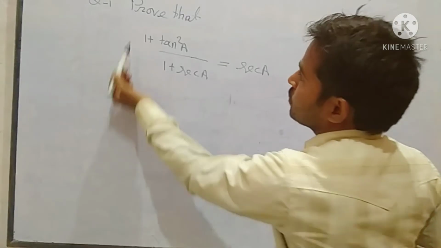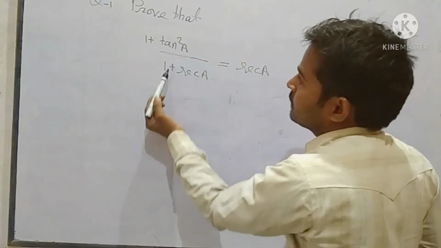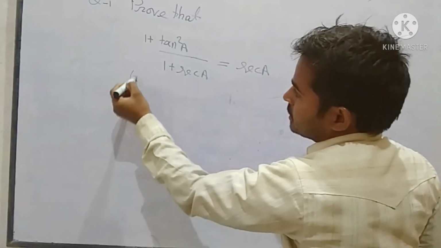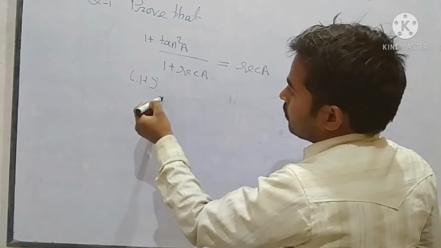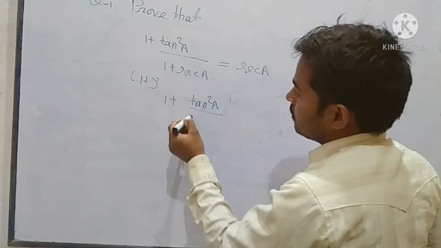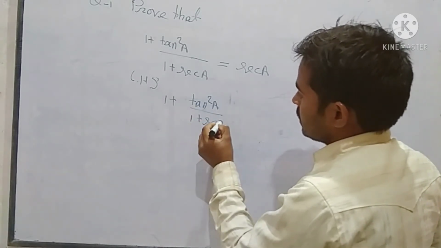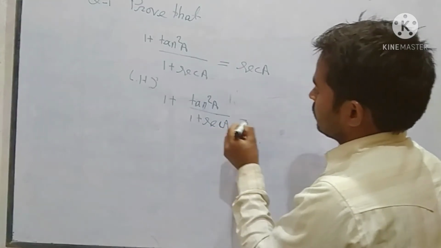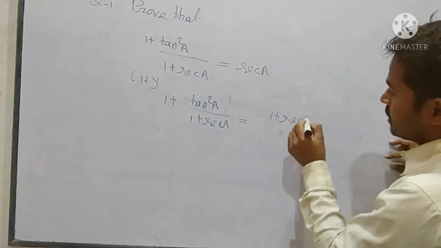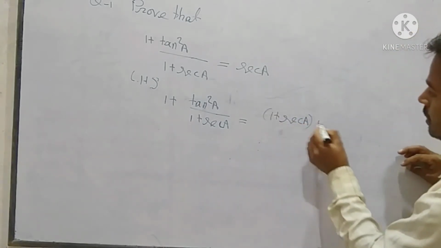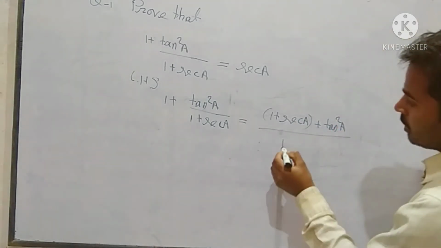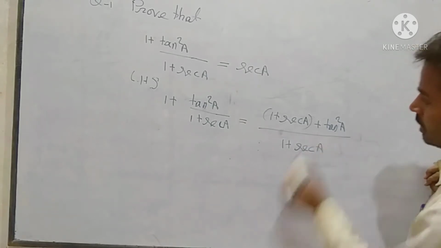Question number one, prove that (1 + tan²A)/(1 + sec A) = sec A. So we take the LHS, (1 + tan²A)/(1 + sec A). We take the LCM, so (1 + sec A + tan²A) whole divided by (1 + sec A).